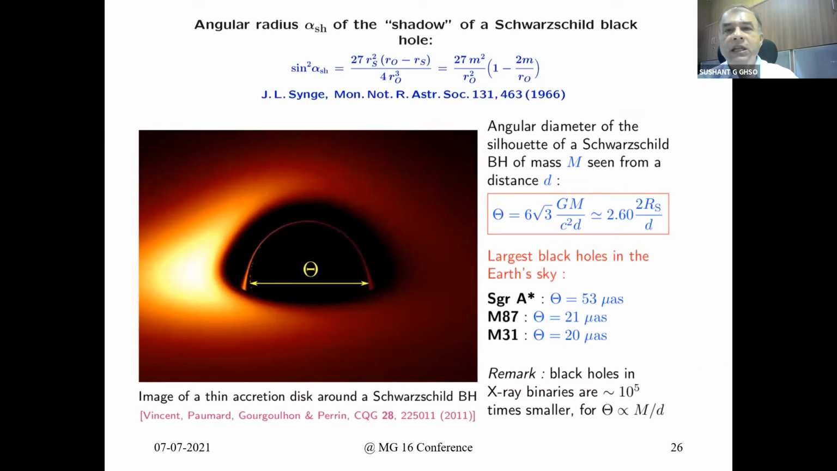Now, as I said, Synge was the original person to propose the black hole shadow, and he gave the definition of angular radius, which we will be using very frequently later in this paper. The Sagittarius A* angular diameter is 53 microarcseconds, and M87 is 20 microarcseconds. These two values are important, and they are prior to the Event Horizon Telescope result.